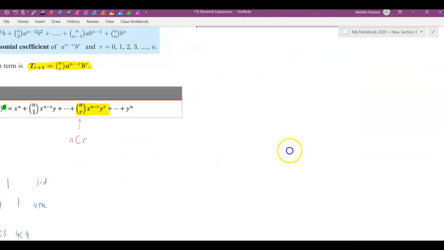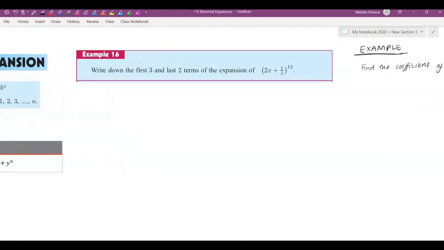Now, this general form, how is it useful? Let's have a quick look at a couple last examples. So this one here is asking us to basically, rather than writing out 12 lines of Pascal's triangle, let's now use that nCr button on a calculator to work this out. So we need to write down the first 3 and the last 2 terms of this expansion.